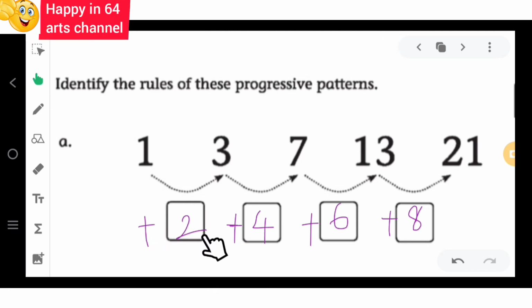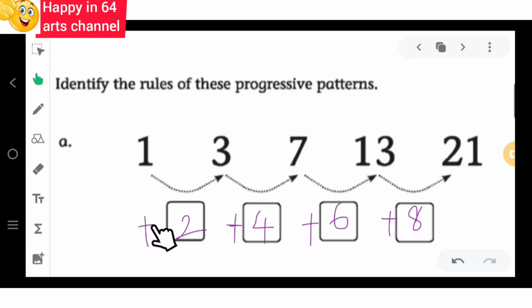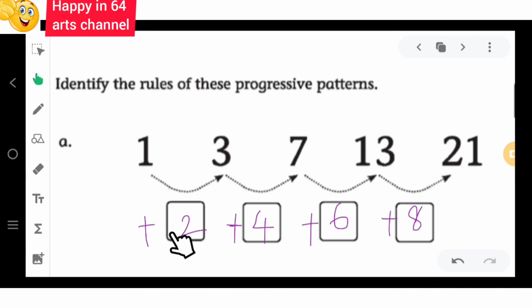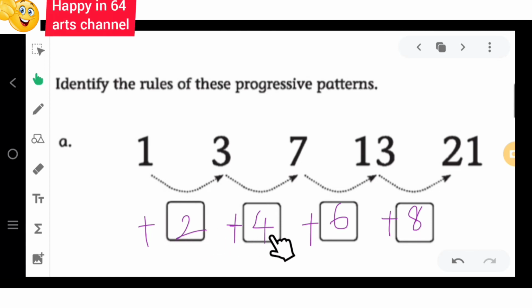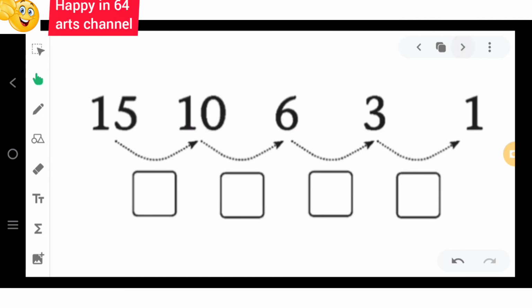Adding 2, that is addition, isn't it? So addition of 2, that is multiples of 2, also increasing. The difference, the multiples of 2. So the numbers being added are also increasing. So it is the progressive pattern. And next, identify the rules.